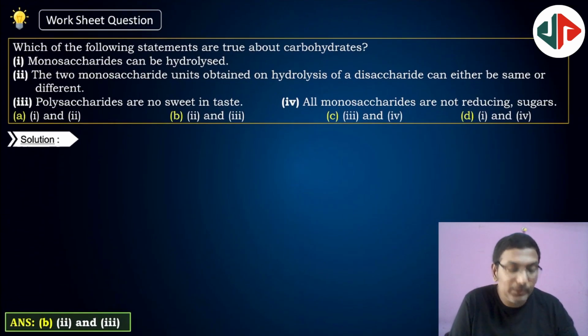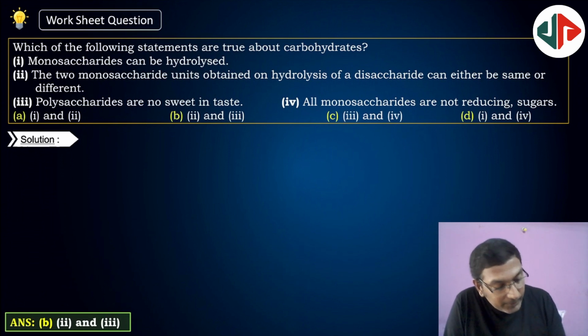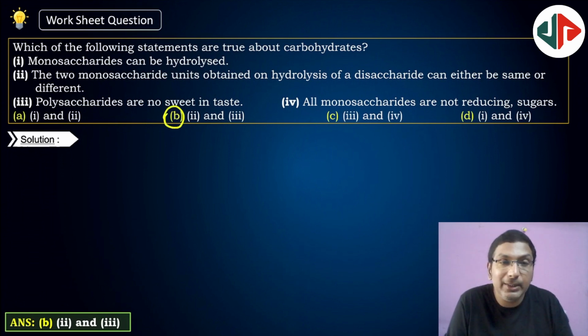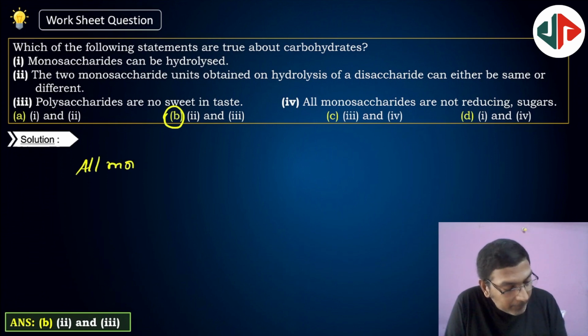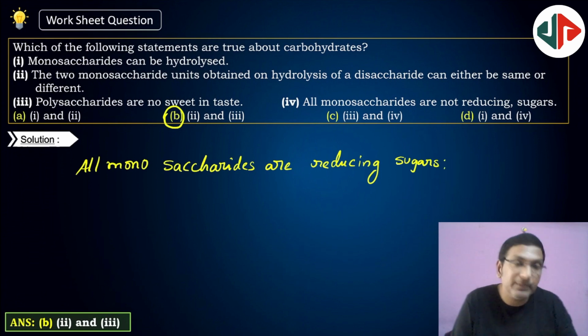Which of the following statements are true about carbohydrates? Monosaccharides can be hydrolyzed. That is a wrong statement. Two monosaccharide units obtained on hydrolysis of disaccharide can either be same or different. That is correct. Polysaccharides are not sweet in taste. That is also correct. All monosaccharides are not reducing sugars. That is incorrect. Therefore, 2, 3 are correct. Option B. All monosaccharides are reducing sugars. Remember this point. Only 2, 3 are correct. Next.